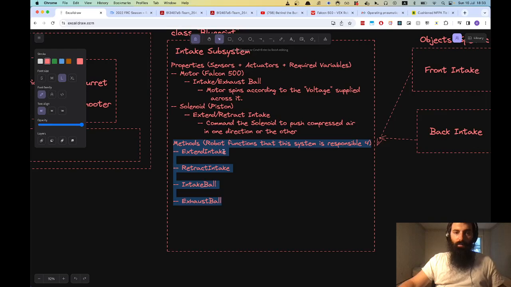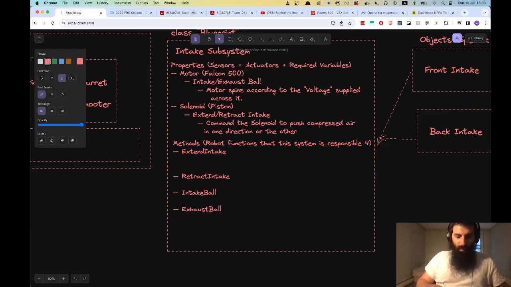So let's start to break down how we would extend the intake. What we can do as the intake subsystem is look back to what are my internal properties. My internal property, for example, is I have a motor. Does the motor have anything to do with extending the intake? No, it does not. The solenoid, though, is responsible for extending the intake. So how would we do that?